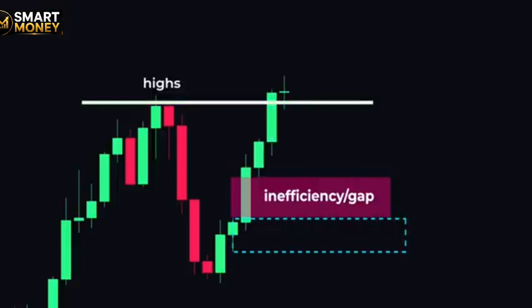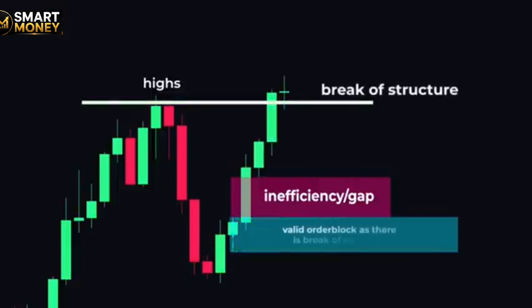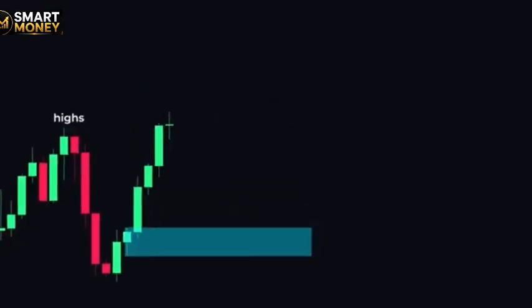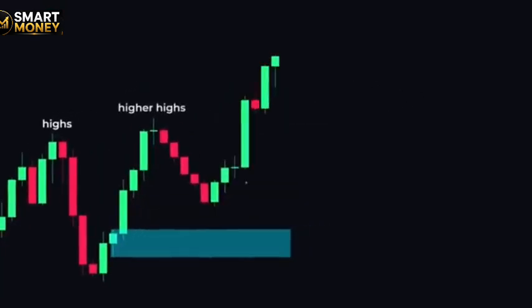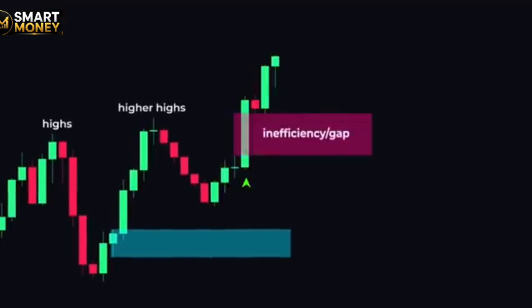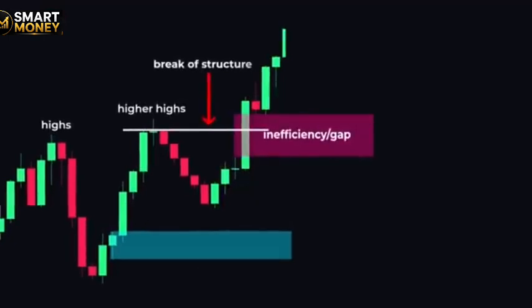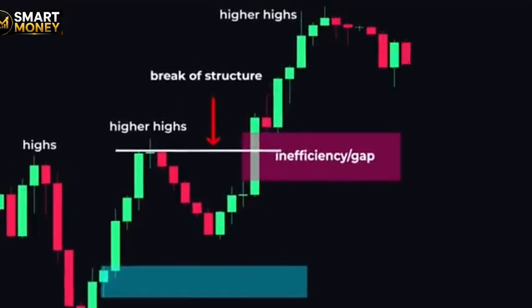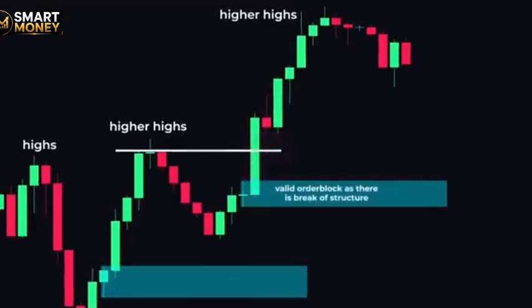Now, once the price does break this high, forming a break of structure, that's when we can draw our order block on the first candle before the inefficiency. And again, we see the price move significantly upward, coupled with inefficiency, followed by a break of structure as the price forms higher highs. So this makes it another valid order block that we can draw.